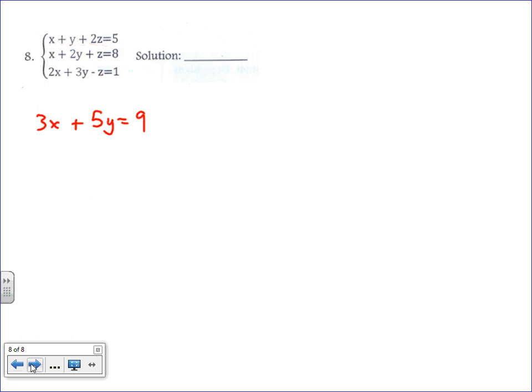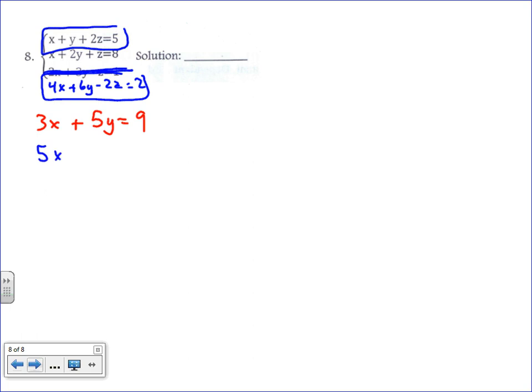Now I need myself a second equation. If I'm going to get myself a second equation, I'm going to have to change this number right here. I'm going to have to change this by multiplying by 2. So 4x plus 6y minus 2z equals 2. So I took every one of those problems and I replaced this equation. So now I'm going to take this one and add them together. So x plus 4x is 5x. Y plus 6y is 7y. My 2 z's cancel out and I get 2.